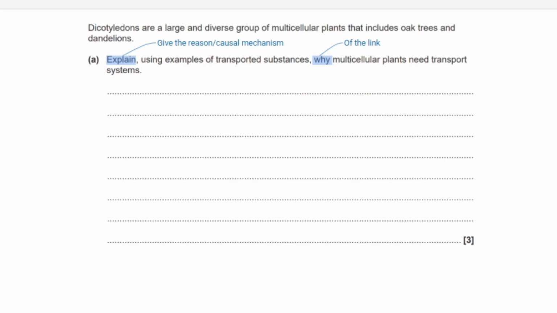The question has also prompted us to use examples of transported substances within that transport system. The question context also includes the idea of oak trees and dandelions to help frame our thinking. Whilst it's normal, and a model answer would typically lead with the explanation because that's the primary focus of the question, I would actually advise providing examples of transported substances first. This is to ensure that you don't miss out on them as you get towards the end of your answer or fail to tie them in appropriately. So let's talk through those first.